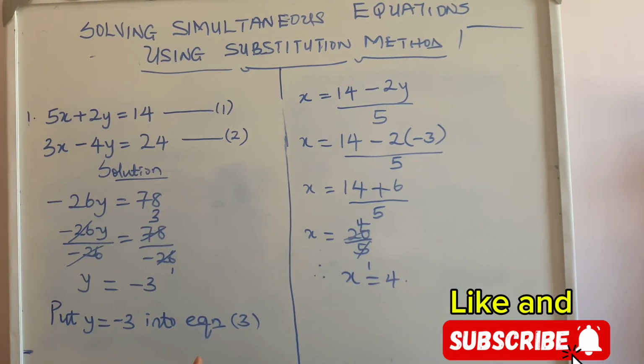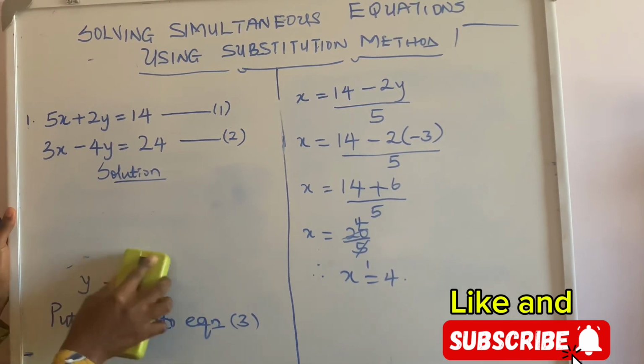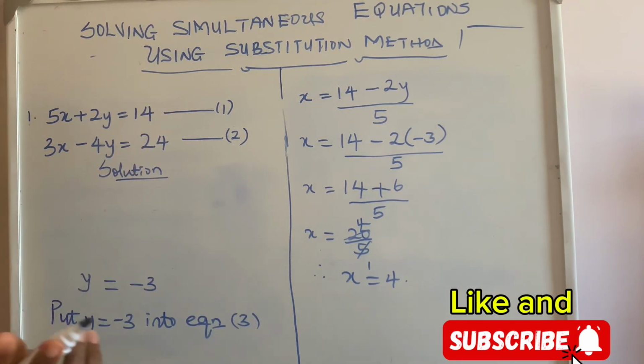Now, let us assume that we are not so sure of the answers. Maybe x is not equal to 4, and maybe y is not equal to minus 3. But how do we know that? Let's try and cross-check. You can pick any of the equations. This time around, let's pick equation 2.